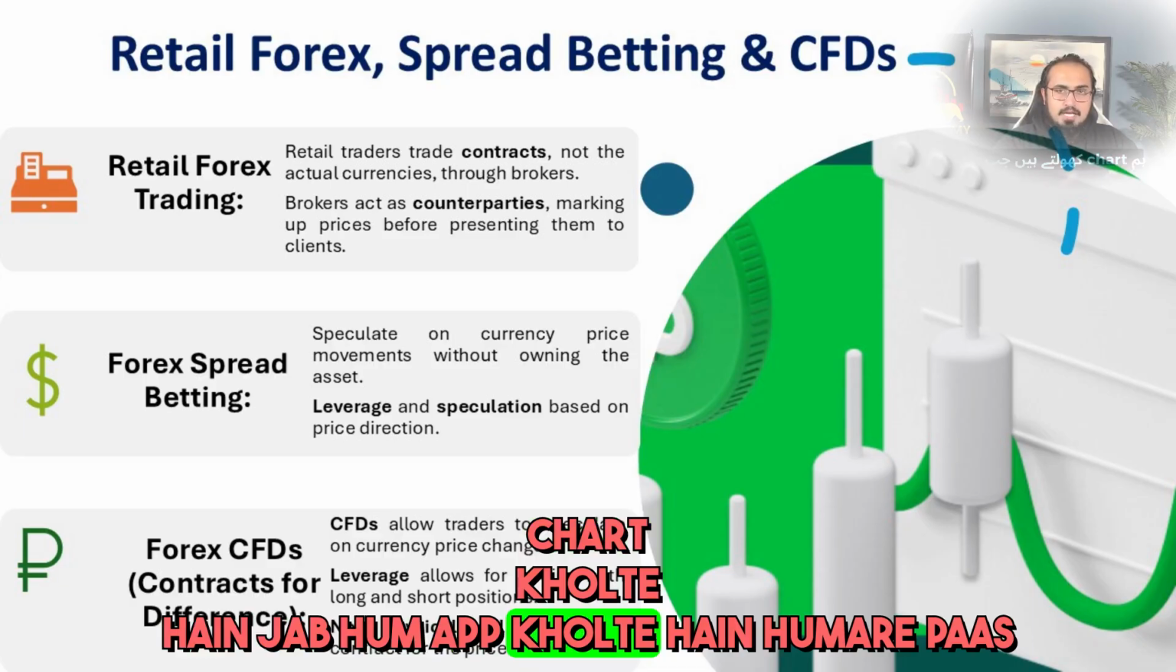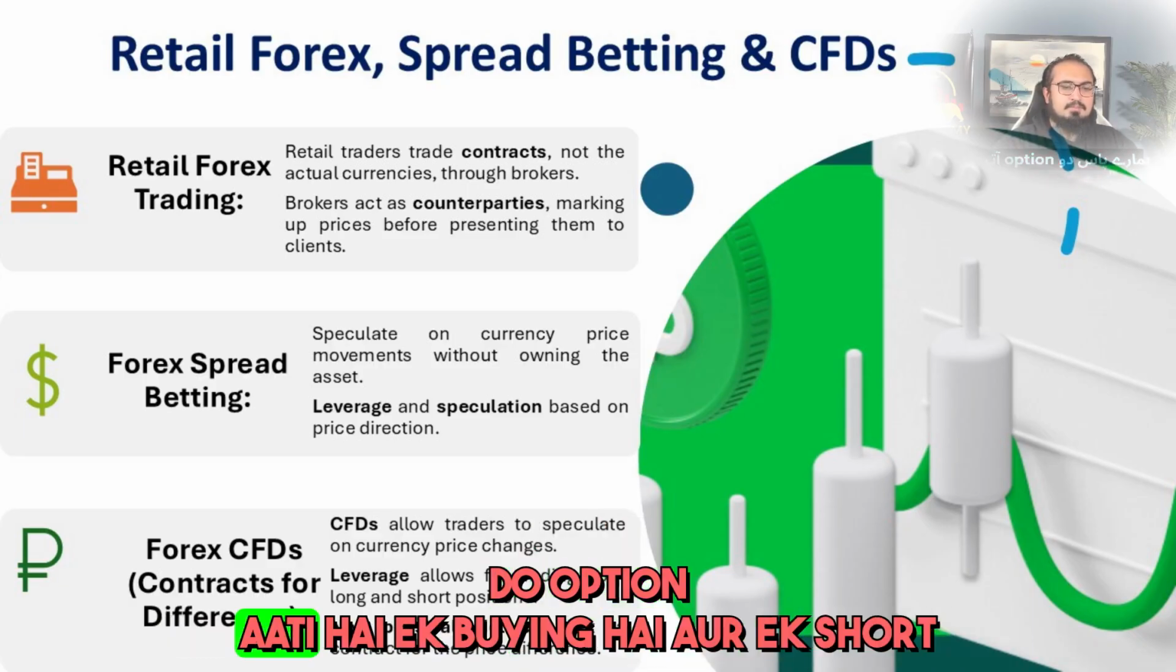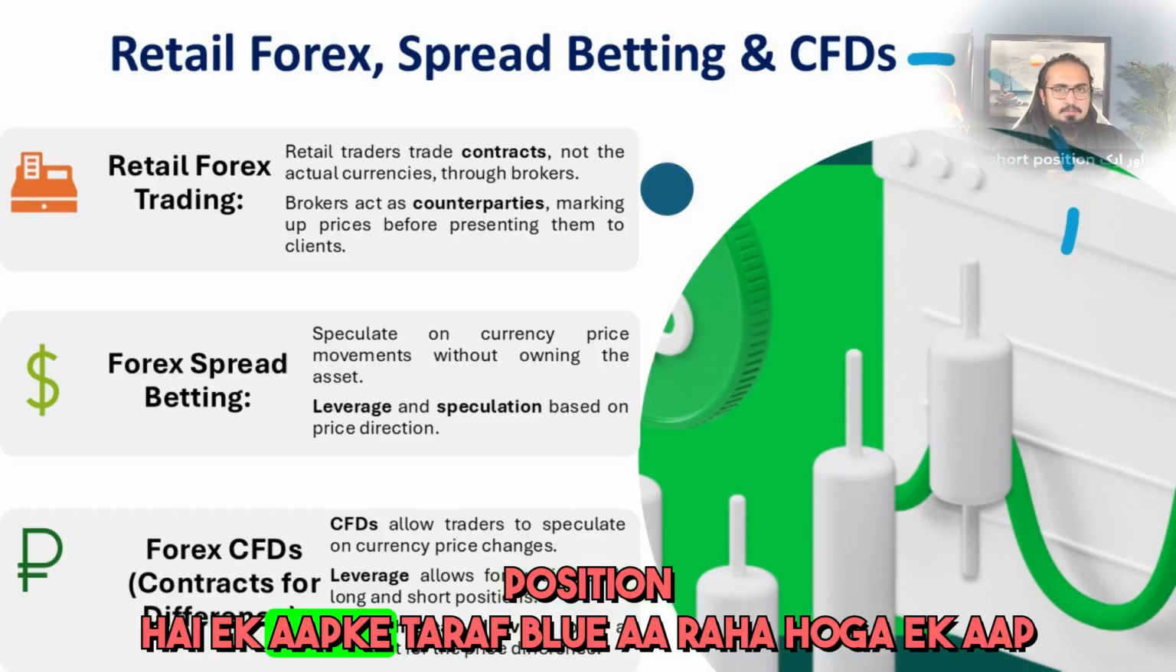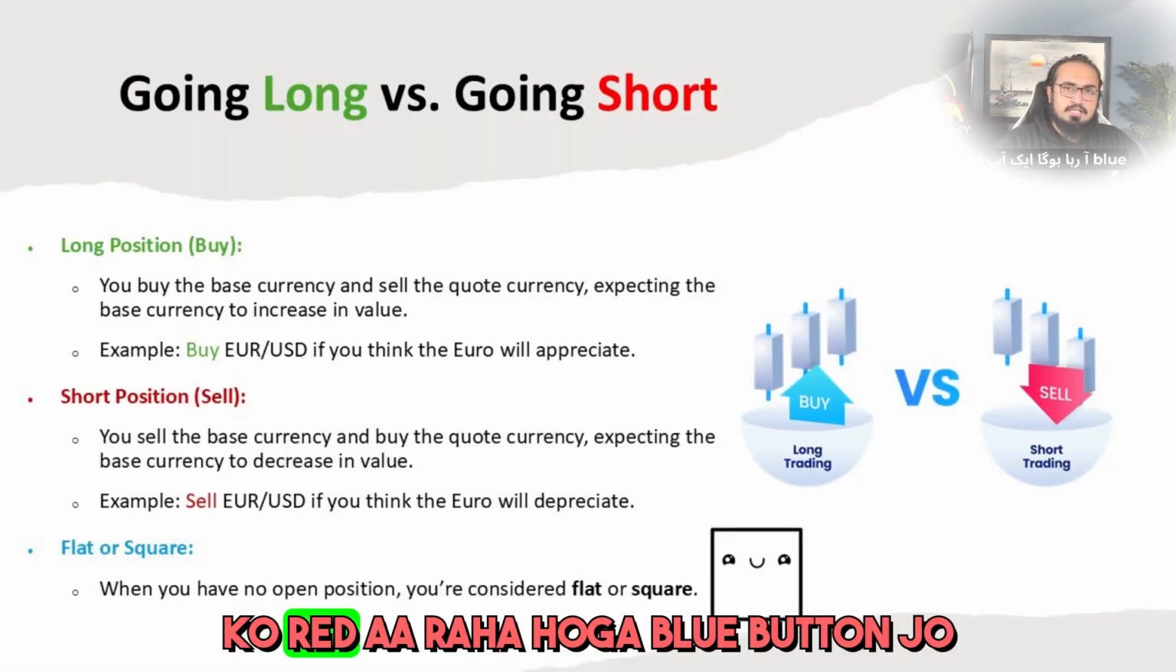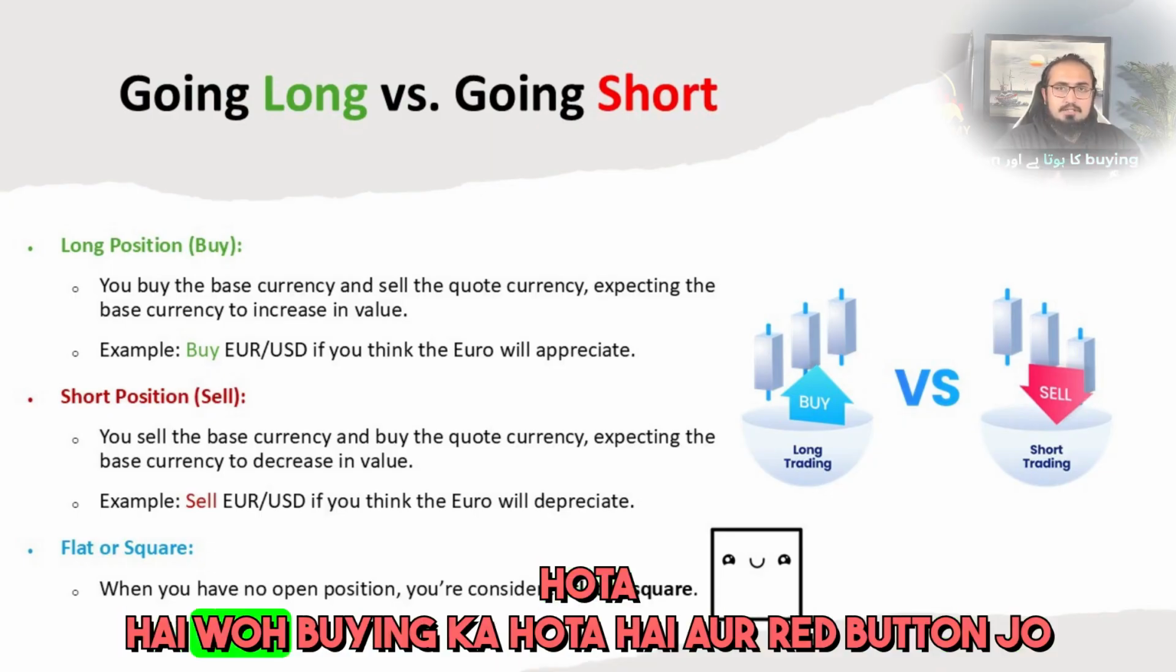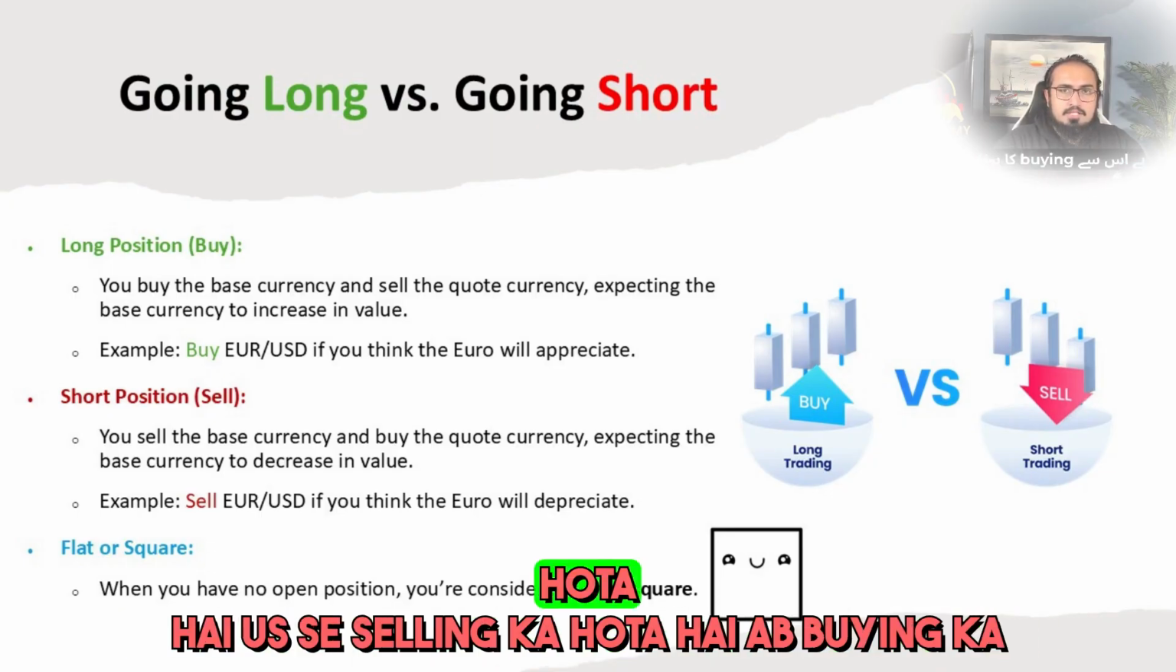When we open the chart, when we open the mobile app, we have two options. One is buying and the other is a short position. One will be coming to you in blue, one will be coming to you in red. The blue button is for buying and the red button is for selling.